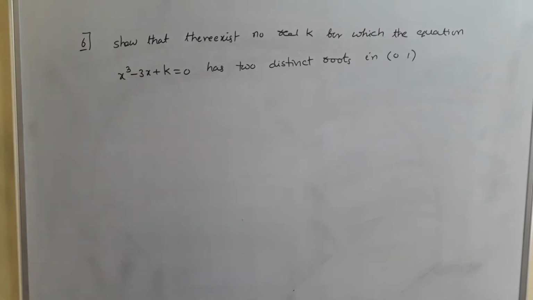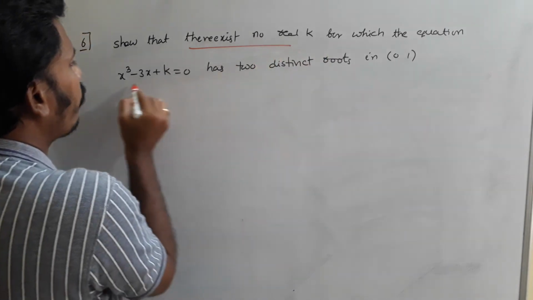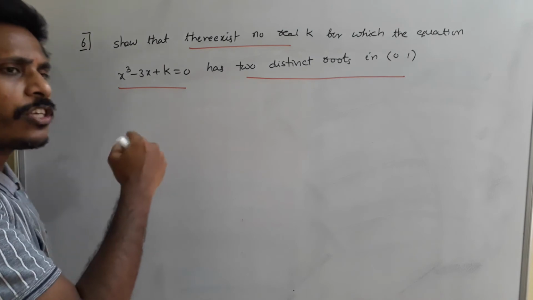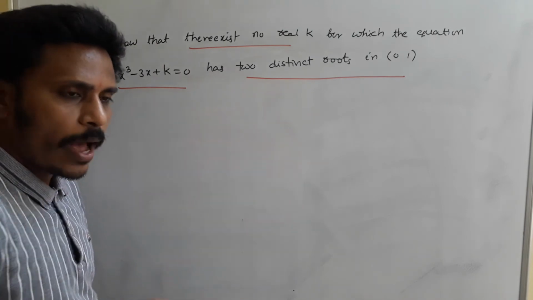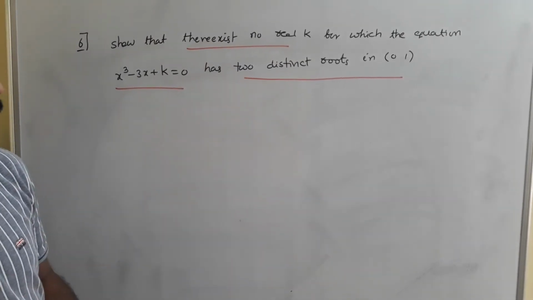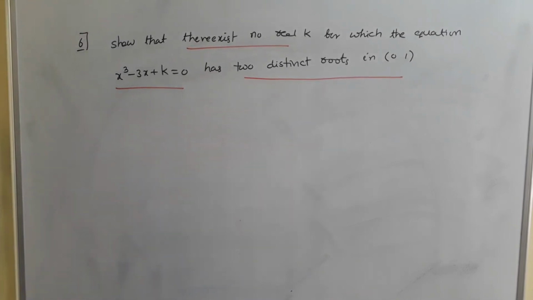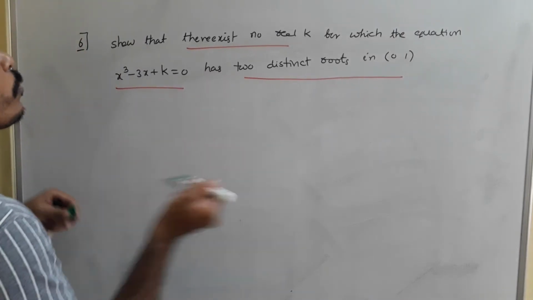Look at the problem. We need to show that there exists no k for which the equation has two distinct roots in 0, 1. You just replace k with different real values. No value is possible in the place of k, so that x cube minus 3x plus k has two distinct roots in the interval 0, 1. That's the problem. See how to solve this. First of all, our intention is to use Rolle's theorem.